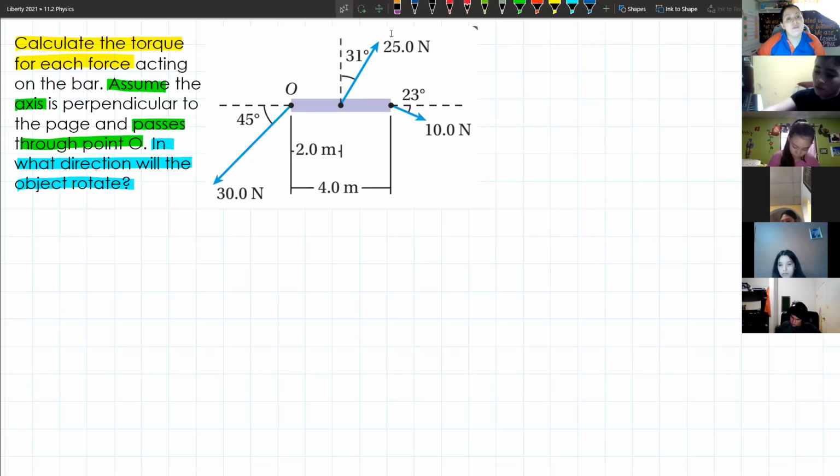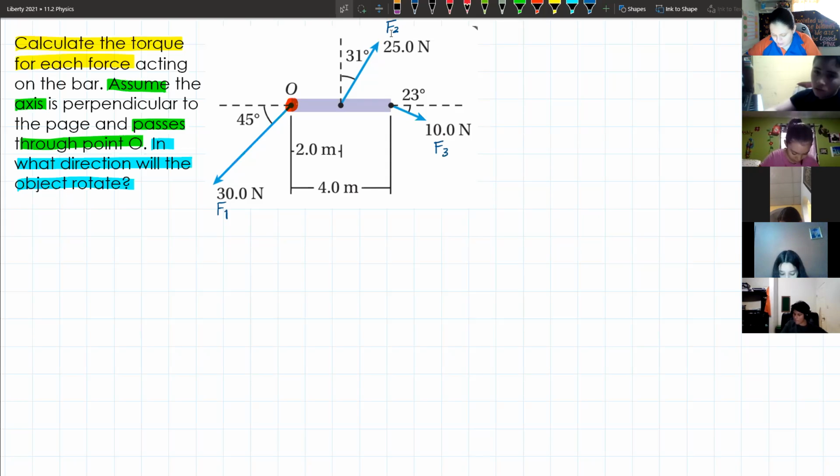So first of all, what we do is we mark the position of the hinge, or the position of the axis of rotation. That one is right here. I'm going to put it in red. Okay, that is my axis of rotation. So let's analyze the first force. I'm going to call this force force 1. I'm going to call this force force 2. And I'm going to call the force of 10 Newton force 3. Okay.